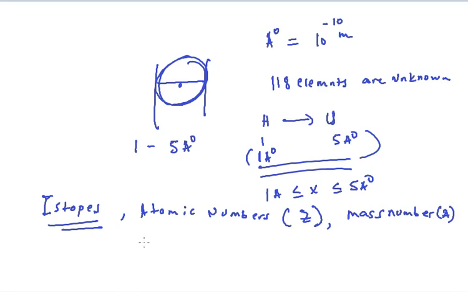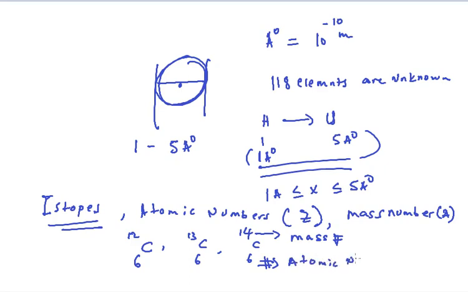So I can give you an example. Say you have carbon-12, carbon-13, carbon-14. The number on the top is always called the mass number. The number in the bottom, the 6, is called the atomic number, which is called Z sometimes.